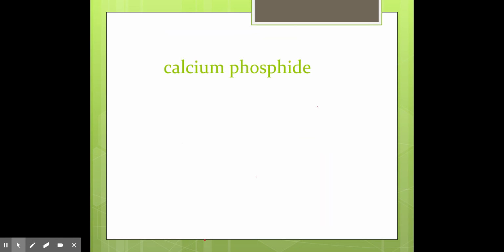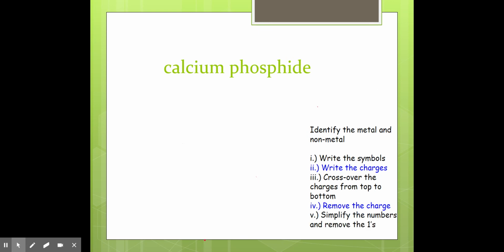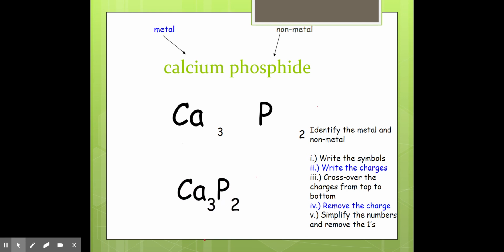Try one more. 3, 2, and 1. Here are those rules just as a reminder. There's our metal. Here's our nonmetal. Always the metal first, nonmetal second. Calcium phosphide: phosphide is phosphorus. Remember, you have to drop the "ide" and look for that on the periodic table. Charges, +2, -3. Crisscross, cross them over. Remove the charges. Can't simplify it. There you go.